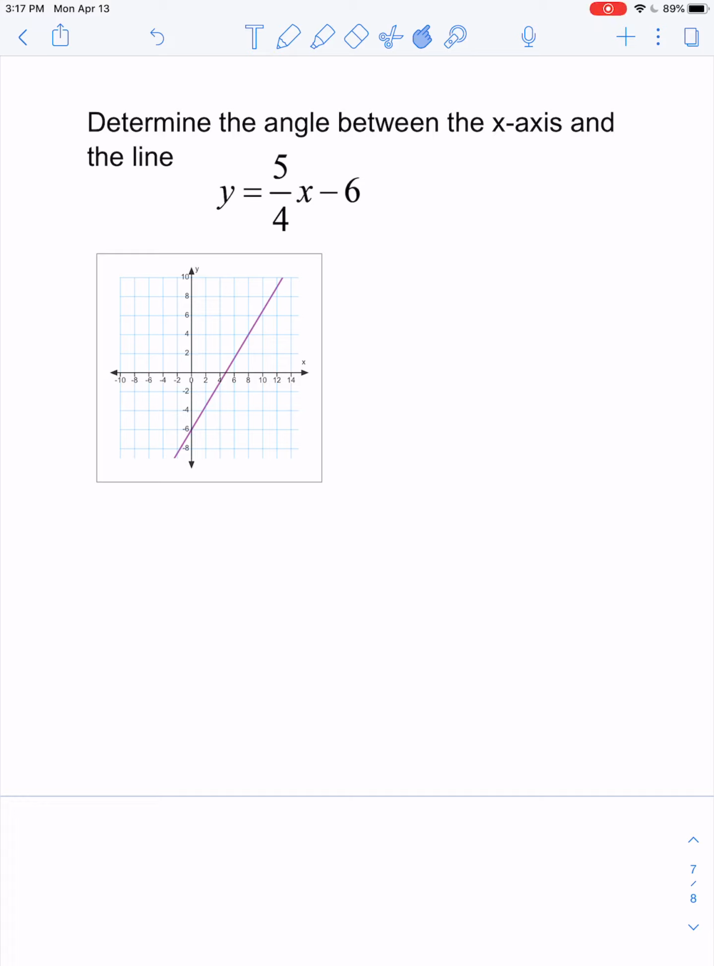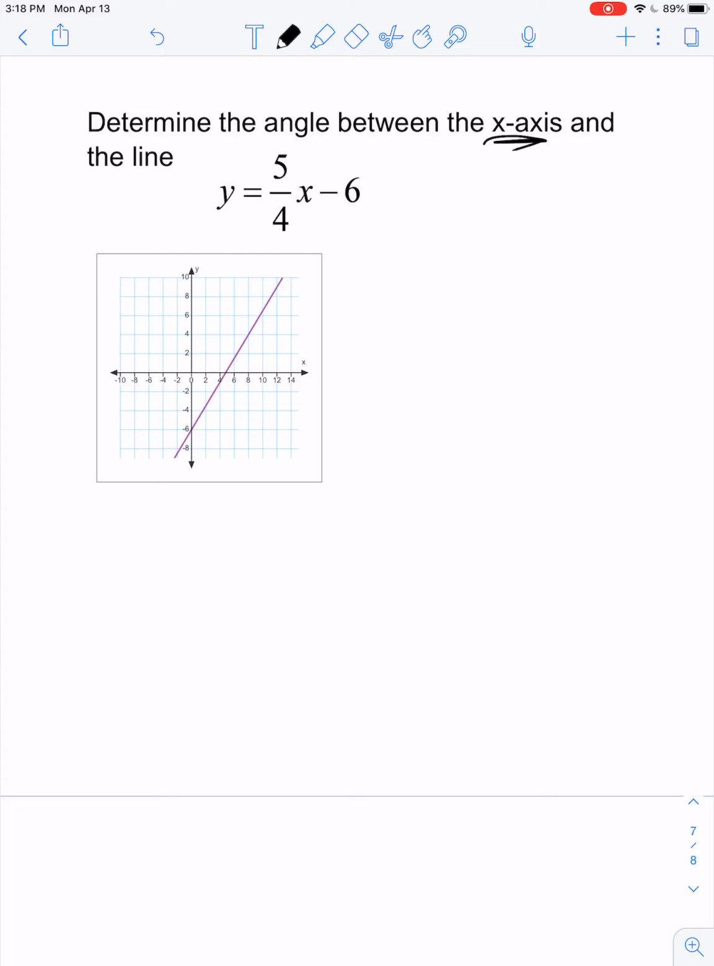Hi, this is the final video for lesson 3.4, solving problems using right triangle trigonometry. This problem relates trigonometry to the coordinate plane. I bet you're excited about that. But it's actually really easy. It says find the angle between the x-axis and the line y equals 5/4 x minus 6.